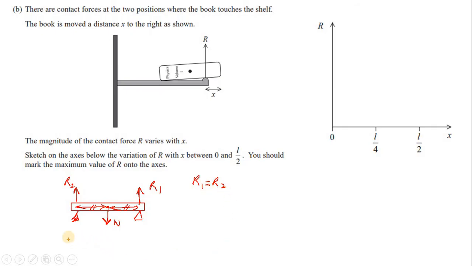So you say that 2R is equal to W. That means one reaction force R is countering half of the weight. So R is equal to W by 2. And this is the minimum force of R. Minimum force, because if this is the position at the edge, this is the minimum value of R.